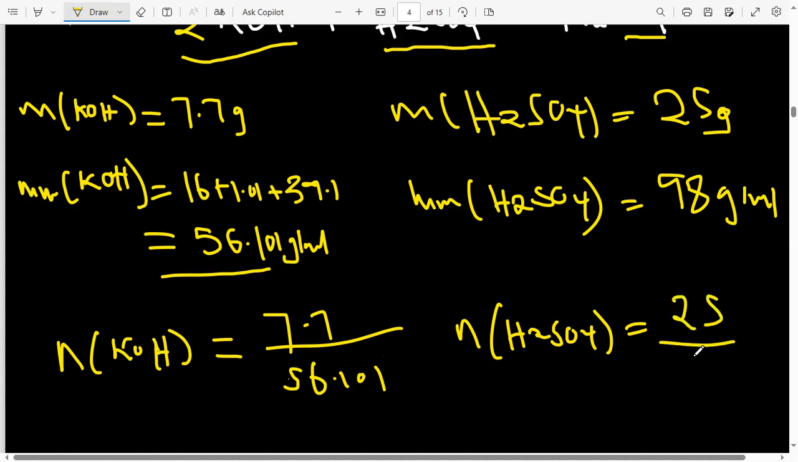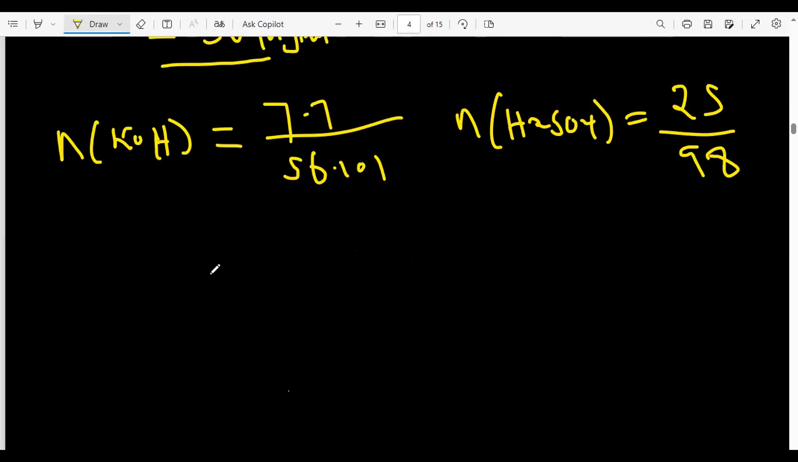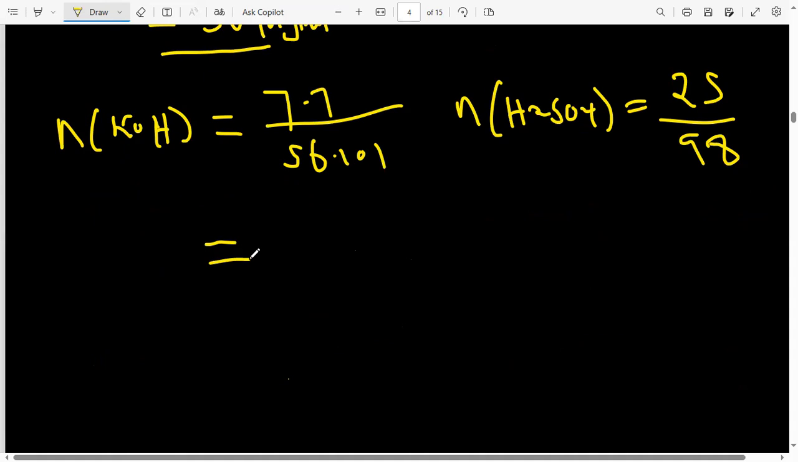So 25 divided by 98. Okay, so now let's punch these values onto the calculator and see what we are going to get. Let's start with the first one there, 7.7 divided by 56.101. How many moles are we getting? According to my calculator, I'm getting 0.1375 moles.